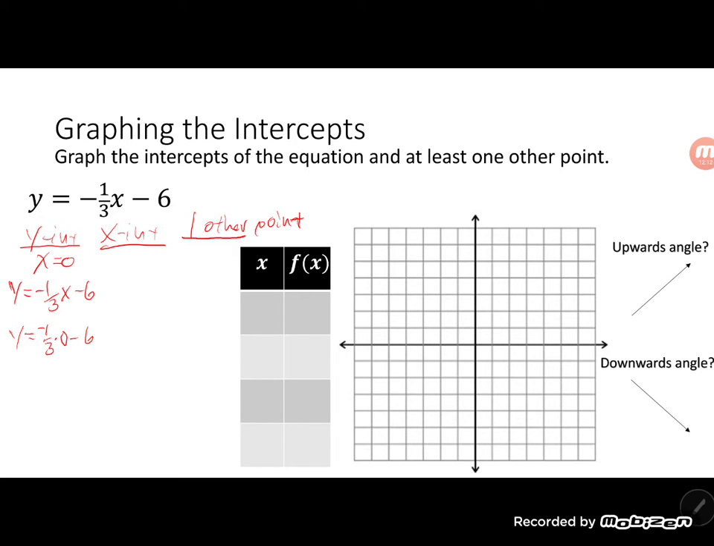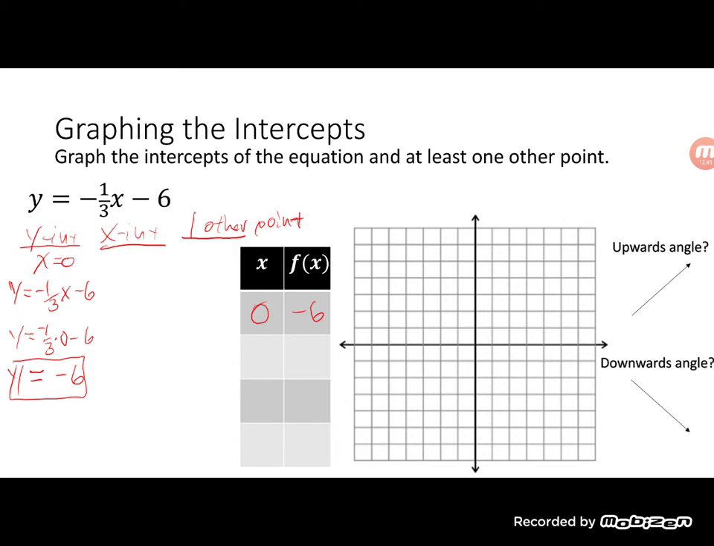Okay, so again, y is already isolated, so this one's a little bit easier. We don't need to do any algebra to it. We can just go ahead and calculate that to be negative 6, because negative 1/3 times 0 is going to be 0. Minus 6, well, that brings us to negative 6. So y is equal to negative 6. That is our y-intercept. So we have 0, negative 6. We started with 0, we got negative 6, and that concludes our y-intercept.